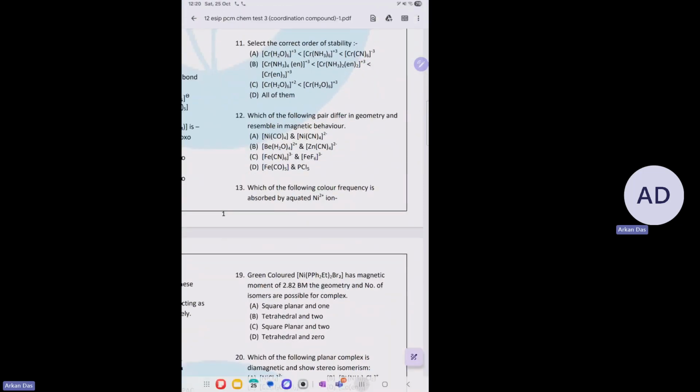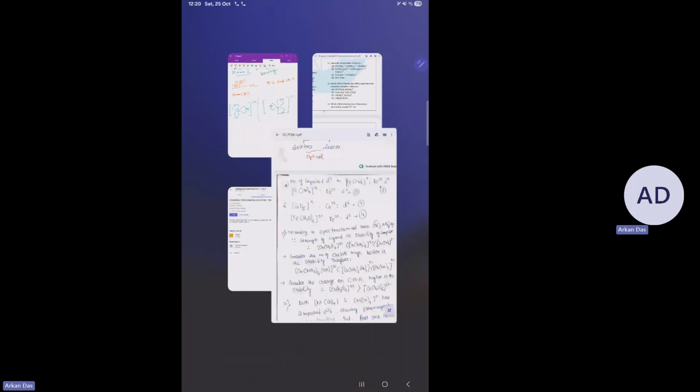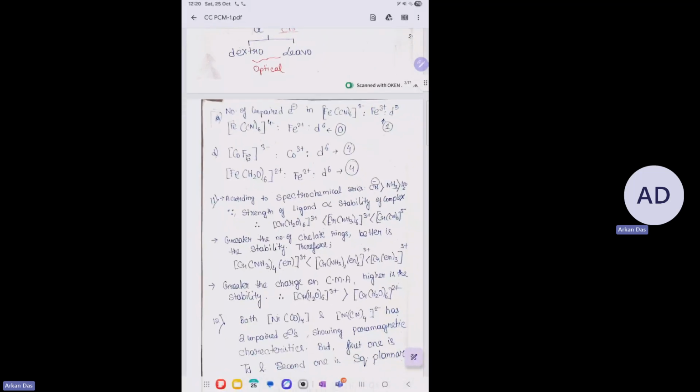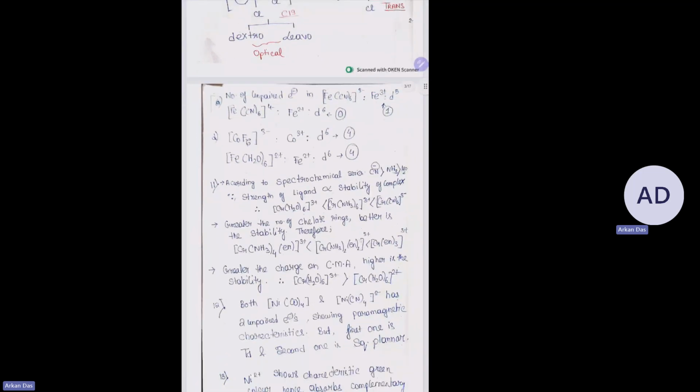Question number 11, find out the correct order of stability. Whenever we talk of order of stability, we have to understand that according to the spectrochemical series, the ligands have a strength order. That is, cyanide is more powerful than NH3, and NH3 is more powerful than water. The strength of the ligand is directly proportional to the stability of the complex. Better the strength of the ligand, more will be the stability of the complex.